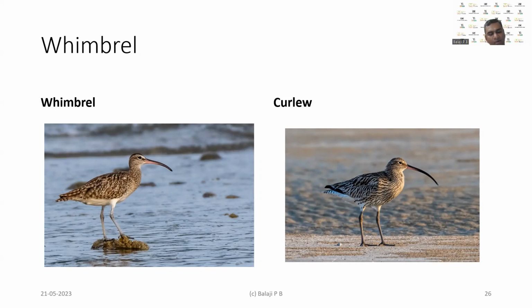the Whimbrel beak length and the curlew beak length, if you compare, the curlew beak length is also relatively larger. So this is the main differentiating factor between Whimbrels and curlews, the shape of the beak.